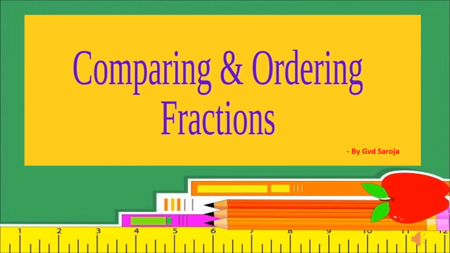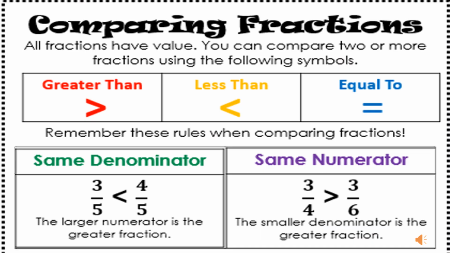Hello children, today we are going to learn about comparing and ordering fractions. Children, here we are comparing fractions with same denominators, meaning we are comparing like fractions. As denominators are same, we need to compare numerators. Here 3 is less than 4, so 3 by 5 is less than 4 by 5.